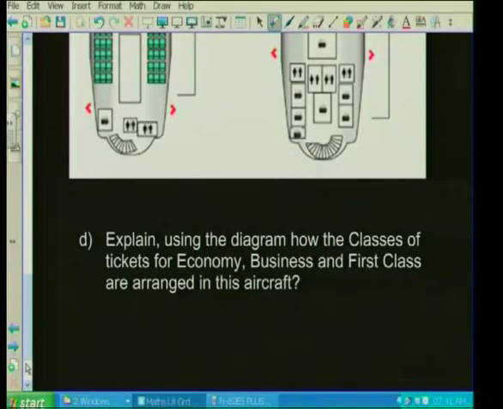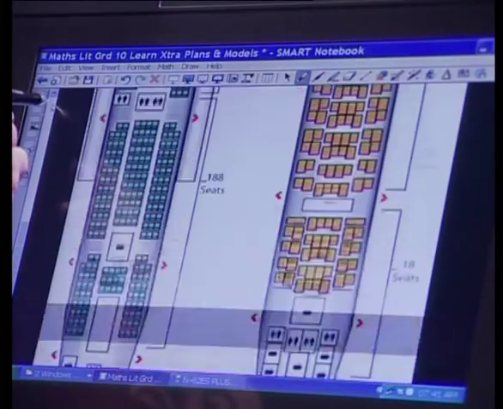So for this question, we have three different classes of seating arrangement. I'm sure you're familiar with the fact that on aircraft they have different seatings for different classes of passengers, and they charge different prices for the tickets. And here we have economy, business and first class. So what you're looking for on the aircraft is three different arrangements of seats. Well, let's have a look at what we have on our drawing.